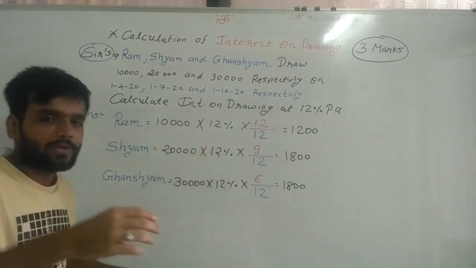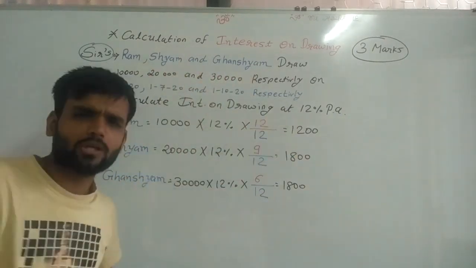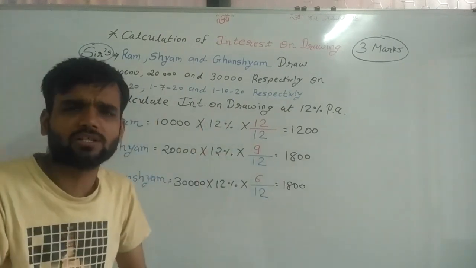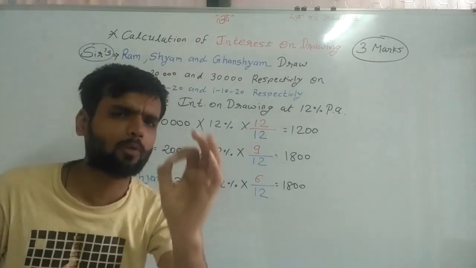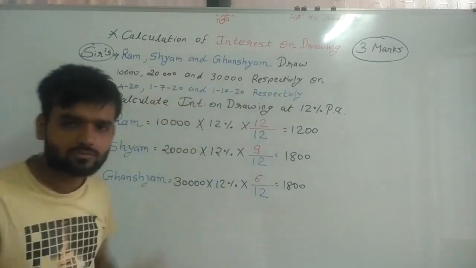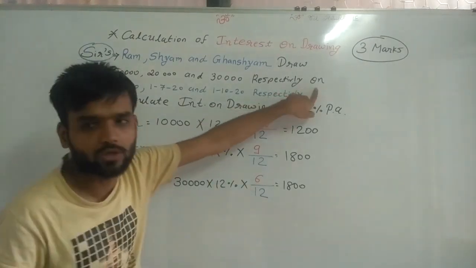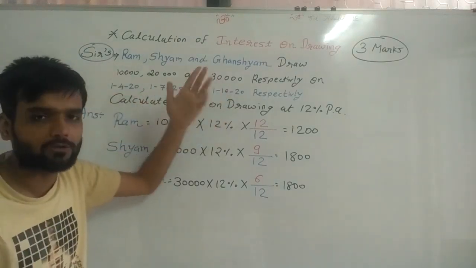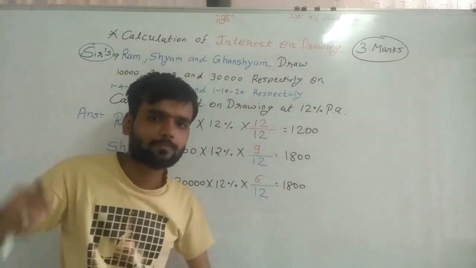Now we are assuming here these three are the partners. To understand interest on drawing, I have not written here that they are partners sharing profit and loss in this proportion, or that they have withdrawn this amount. I have written the main topic only. Three partners draw three amounts on different dates, 1/4/20, 1/7/20 and 1/10/20 respectively, from the partnership firm.